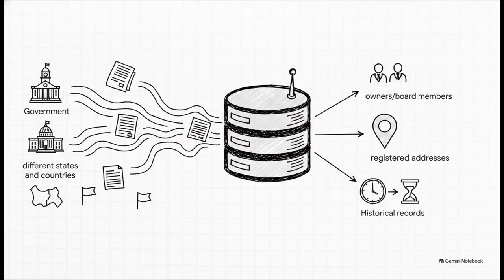So instead of hunting through 50 different clunky state websites one by one, an investigator uses OpenCorporates to instantly identify owners, board members, and historical registered addresses. It actually scrapes data directly from primary government websites. This means it often retains historical records even if a company desperately tries to scrub its current website clean.